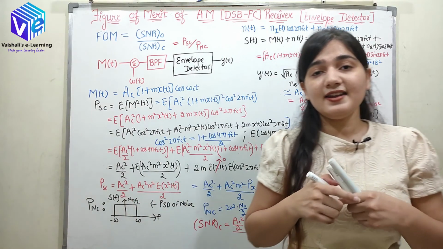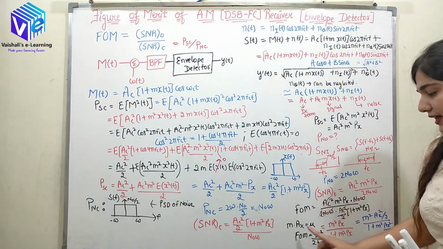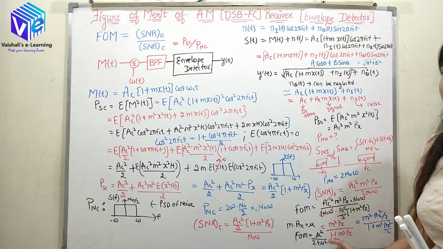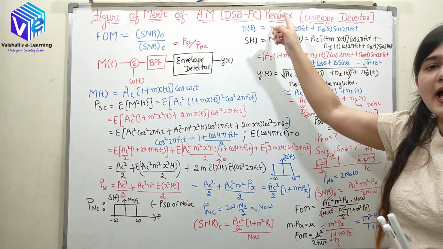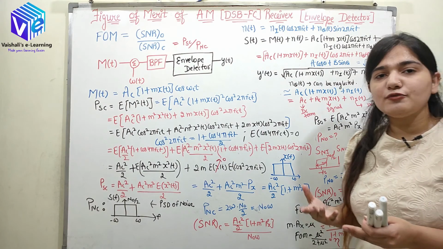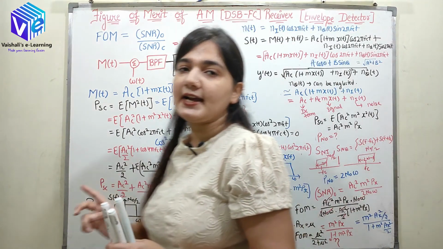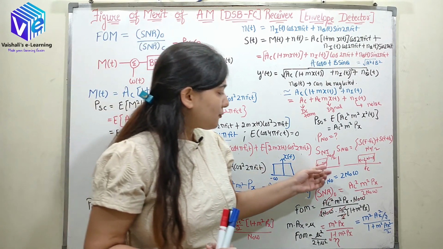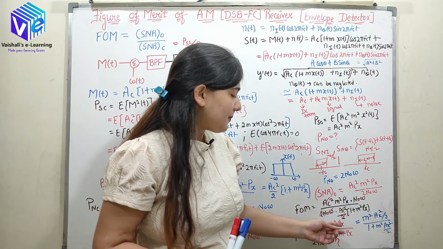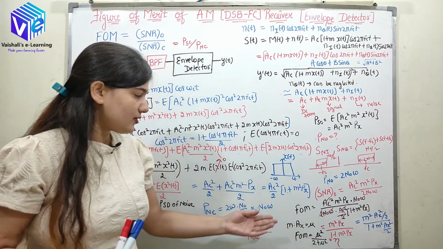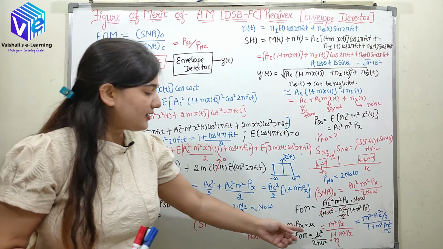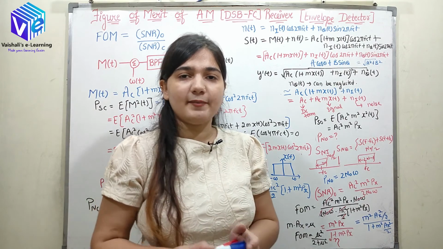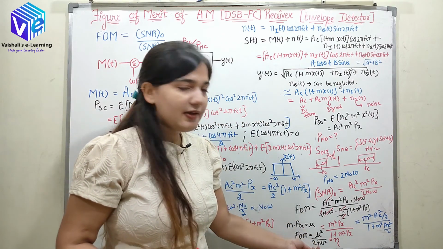Now I found out that the figure of merit is equal to the efficiency in the case of double sideband full carrier amplitude modulation using an envelope detector receiver. If I take the output signal to noise ratio divided by the channel signal to noise ratio, which gives me the figure of merit, it is equal to the efficiency. I have already talked about the efficiency, it had the same formula.